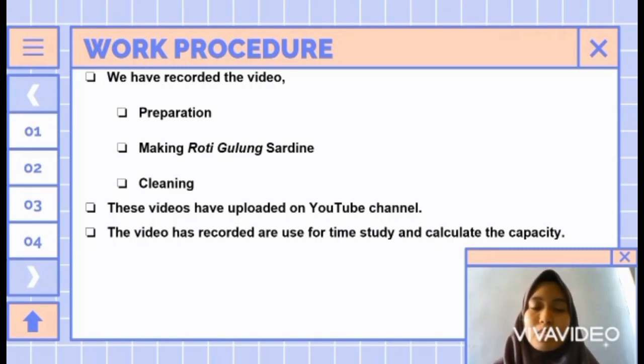Before our group calculated the time study and the capacity, our group recorded the time study video. That is the preparation video, the making roti gulung sardine video, and also a cleaning video. After we recorded the video, we uploaded it to the YouTube channel. The videos that have been recorded are used to calculate the capacity and the time study. The video was recorded by one of our group members.